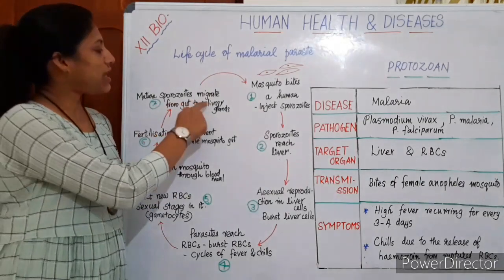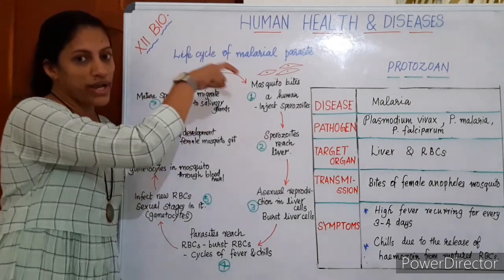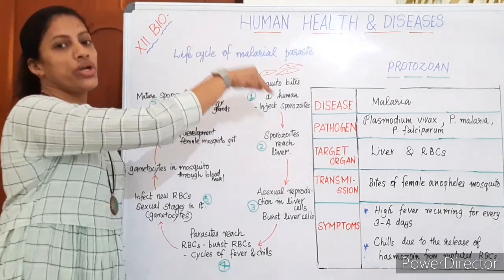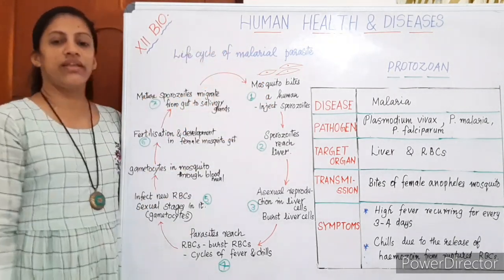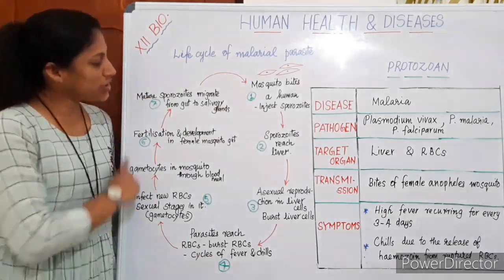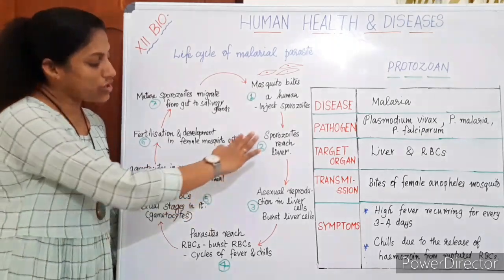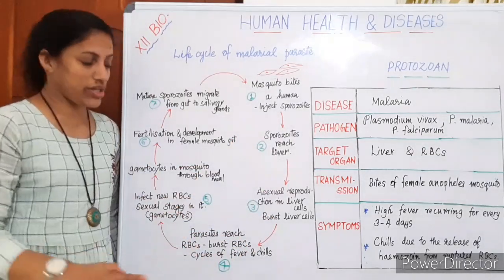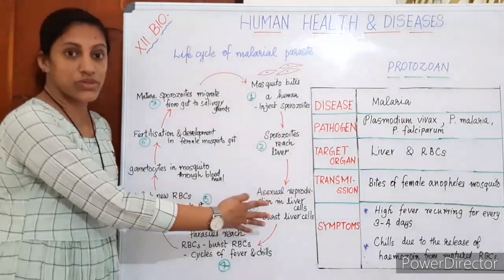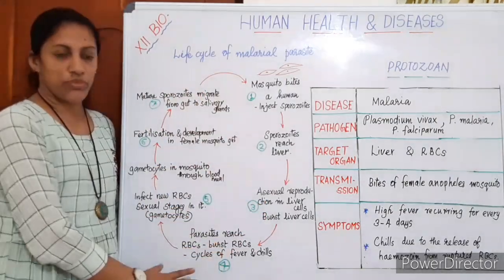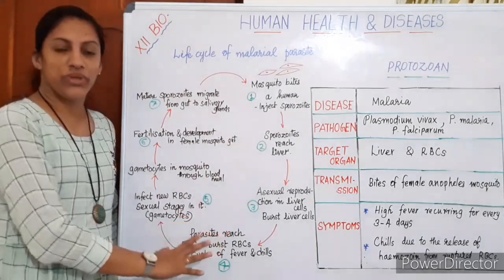So when this kind of mosquito bites a human, the sporozoites are easily delivered to the human body from the salivary glands. This is the life cycle of the malarial parasite, given very briefly. No intermediate stage names are given. There are so many names, merozoites, cryptomerozoites, and so on. Nothing is given in your book. You need to study it in this simplified way.